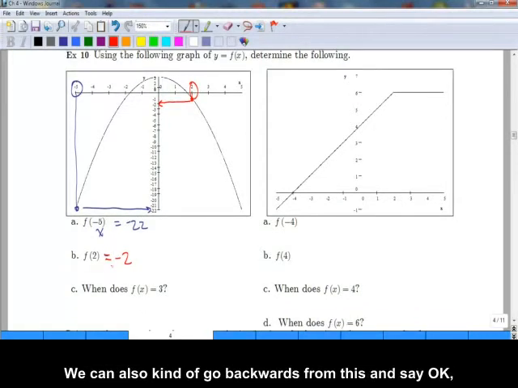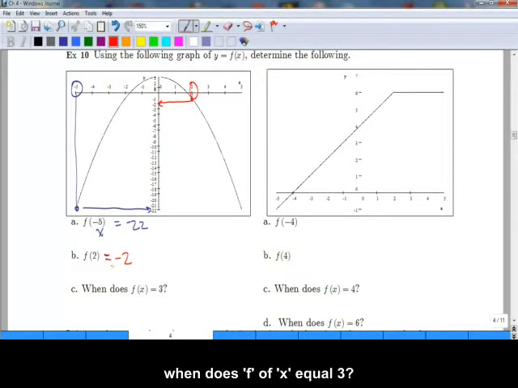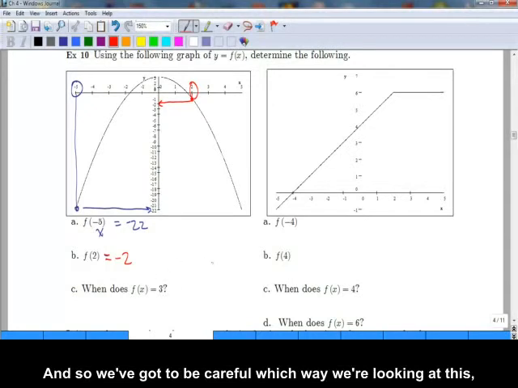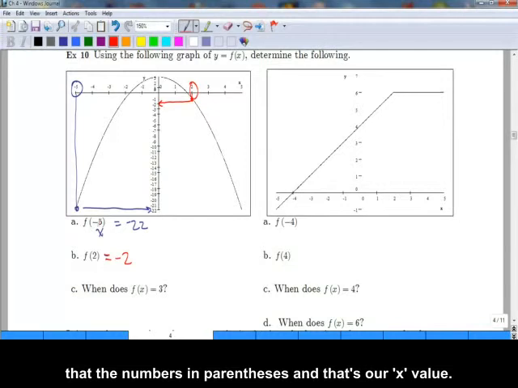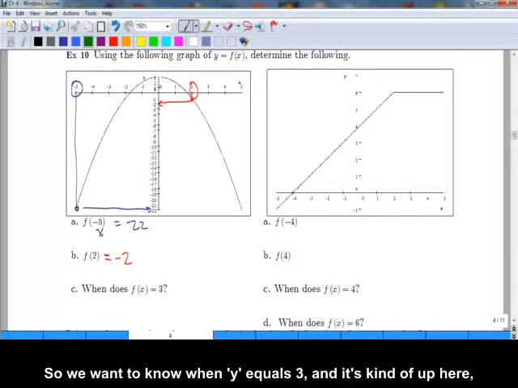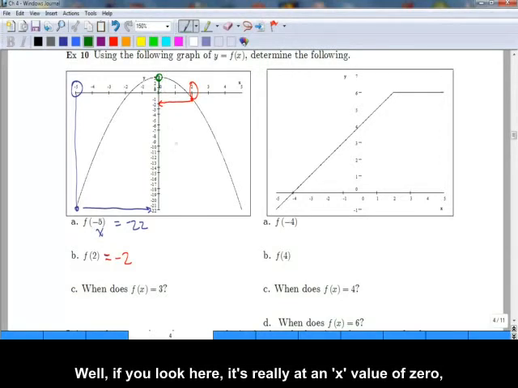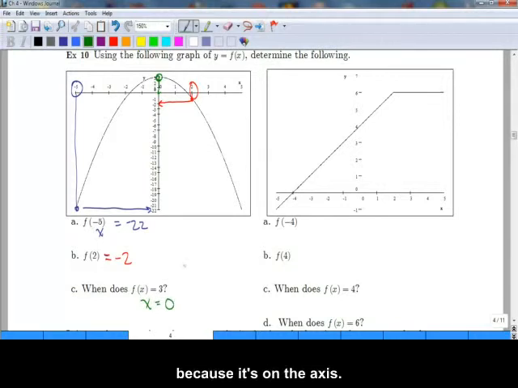We can also kind of go backwards from this and say, okay, well, when does f of x equal 3? So in other words, which x value gives us a y value of 3? And so we've got to be careful which way we're looking at this. If the number's in parentheses, then that's our x value. If it's equal to that number, then it's our y value. So we want to know when y equals 3, and it's kind of up here, what's your x value? Well, if you look here, it's really at an x value of 0 because it's on the axis.